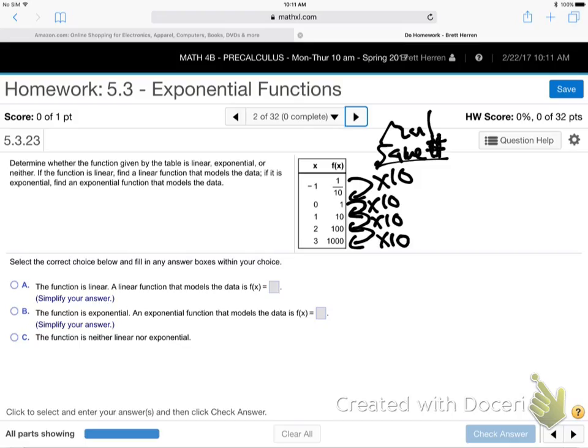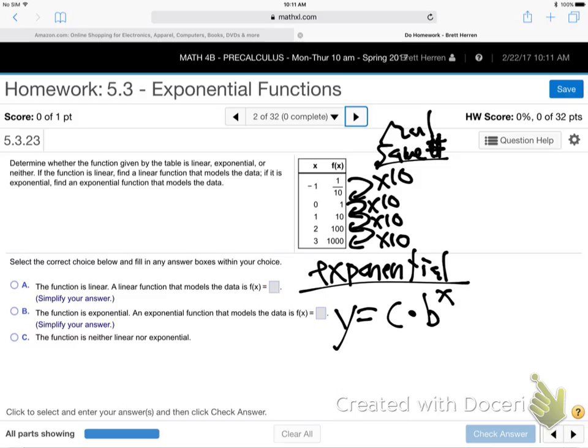Which one is it? Linear, exponential, or neither? It's exponential. Now, they want me to say more than just it's exponential, they want the equation. So what did I tell you about the equation? It's y equals c times b to the x. Put that in your 3x5 card for the test next Wednesday, Thursday.